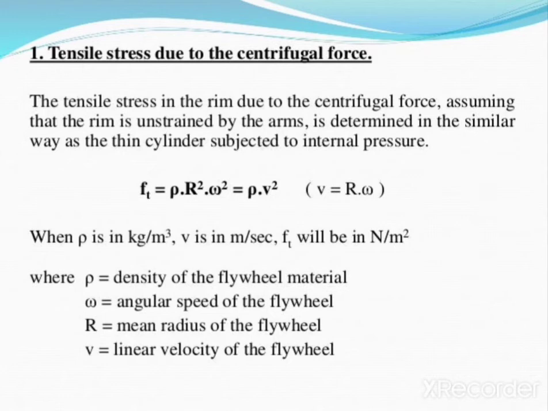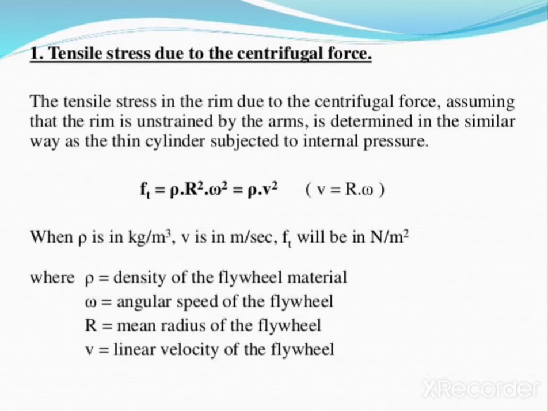Tensile stress due to centrifugal force. This is the tensile stress experienced by the rim due to centrifugal force. Assuming that the rim is unstrained by the arms, it is determined in a similar way as a thin cylinder subjected to internal pressure. Here Ft is equal to rho r square omega square, where rho is the density of the flywheel material, r is the mean radius of the flywheel, and omega is the angular speed of the flywheel.